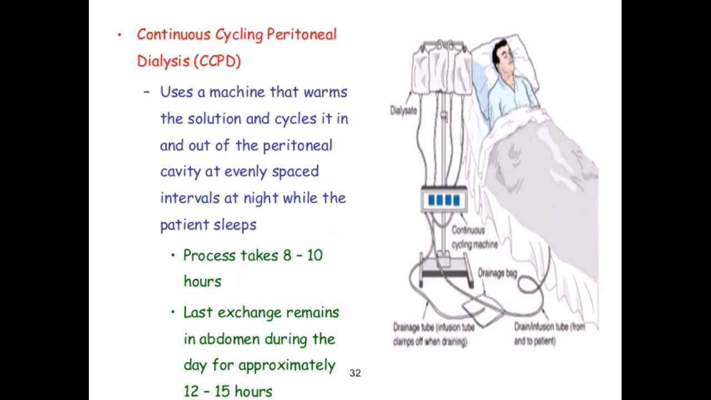Continuous cyclic peritoneal dialysis (CCPD) uses a machine that warms the solution and cycles it in and out of the peritoneal cavity at evenly spaced intervals at night while the patient sleeps. The process takes 8 to 10 hours. The last exchange remains in the abdomen during the day for approximately 12 to 15 hours.